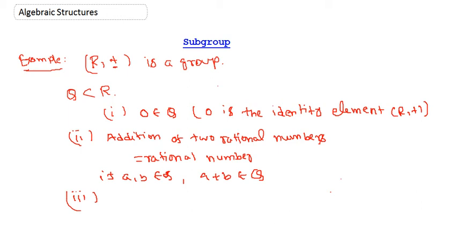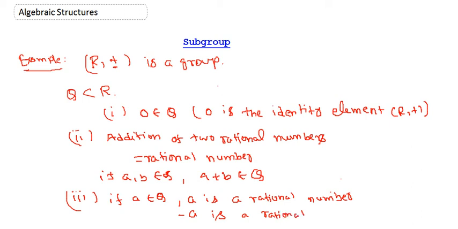If we have an element a that is rational, so it belongs to Q, it means a is a rational number. Because the negative of a rational number is also a rational number, minus a is a rational number. So what we can say clearly is that minus a obviously belongs to the set Q.